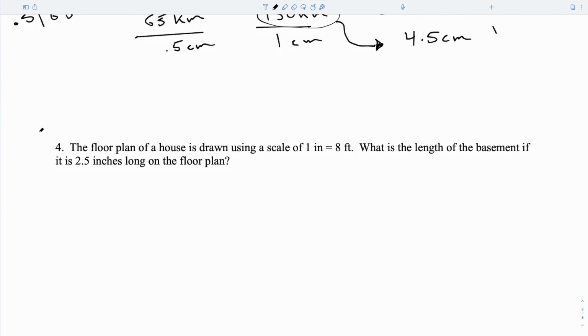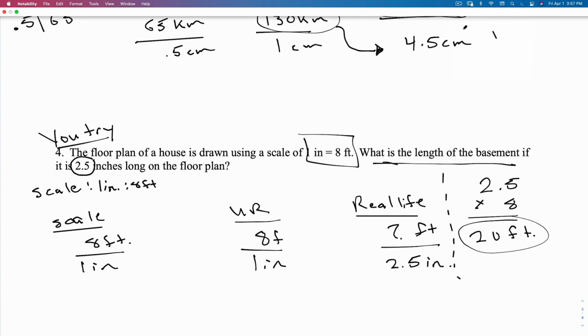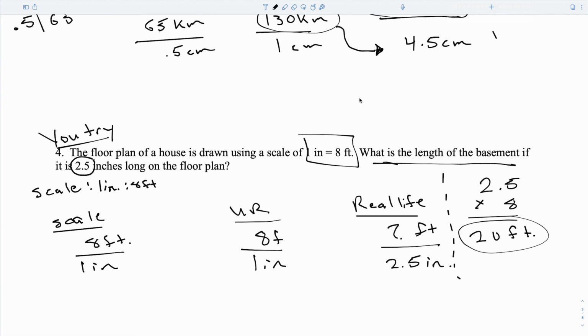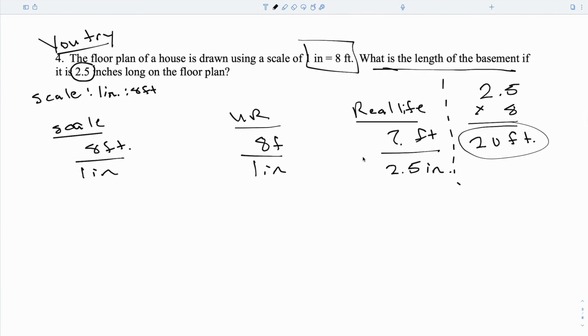Try this one as a you try and in about 3 minutes, you can press play, and I'll give you the answer. Okay, so hopefully you had enough time to work this problem out. This one's an interesting one, and I like to end on it because you can solve this either way, unit rate method or the mental math method.